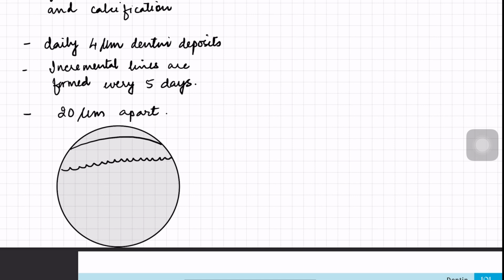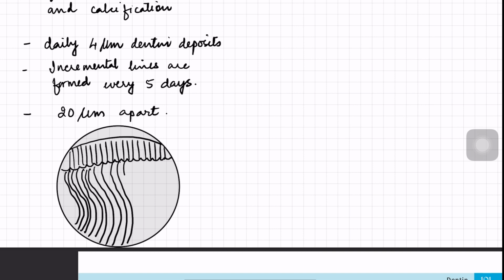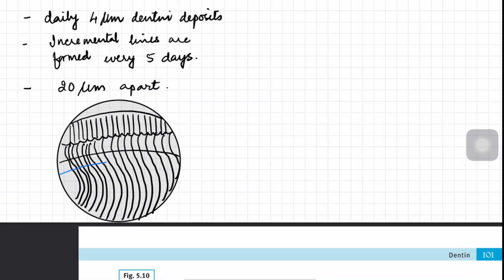Now this is the dentino-enamel junction scallop. These are the enamel rods in the enamel. Now we are focusing on the dentine. So these are the dentinal tubules in the dentine. So you can see the S-shaped dentinal tubules in the dentine. These incremental lines are perpendicular to the dentino-enamel junction. So you can see horizontal lines perpendicular to the dentinal tubules.